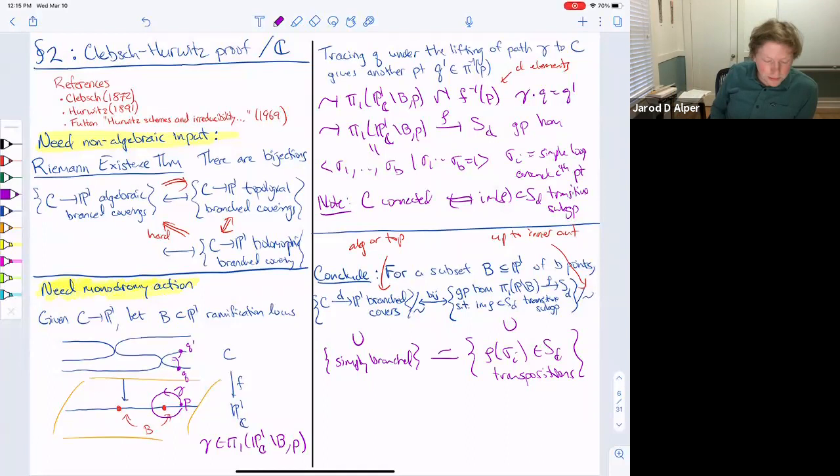All right, so I think we now have the background to cover the Clebsch-Hurwitz proof. I'll pause for a second.